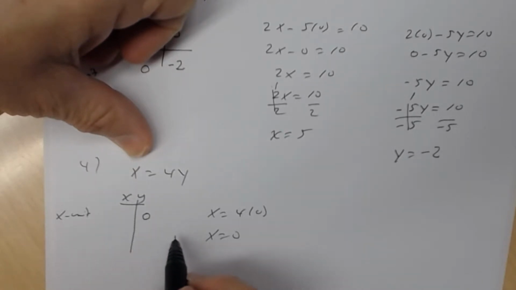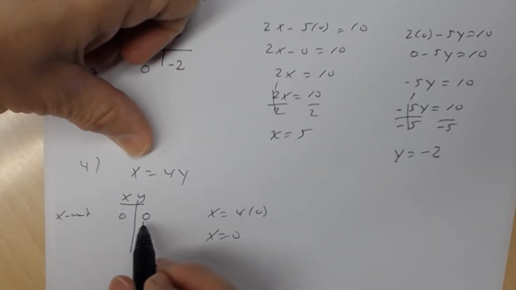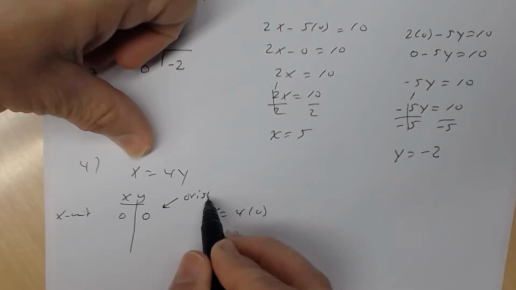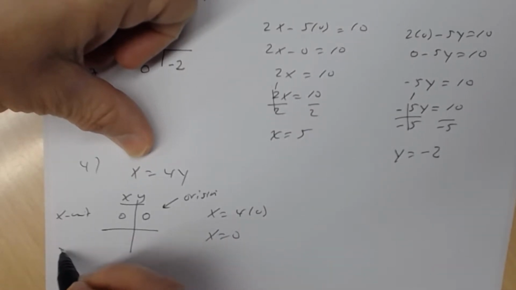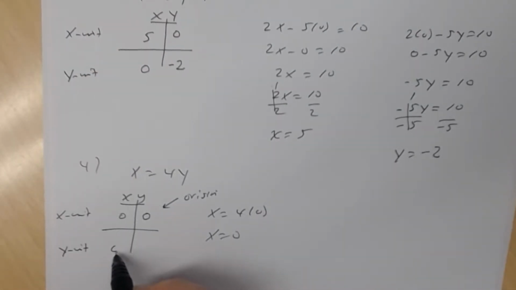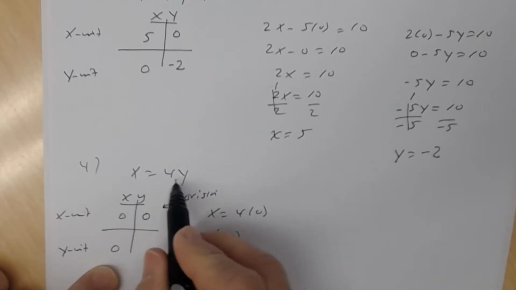So that means that the x-coordinate of my x-intercept is 0. So the x-intercept is the point 0, 0. But remember, the point 0, 0 is the origin. Now let's look at the y-intercept. I'm going to let x be 0 this time. Now you may say, well, you already have x is 0. Well, that's true. So what do you notice? You notice that the x-intercept and the y-intercept are the same point. But if you didn't recognize this, just go ahead and plug 0 in for x and see what happens. So if x is 0, I get 0 equals 4y.